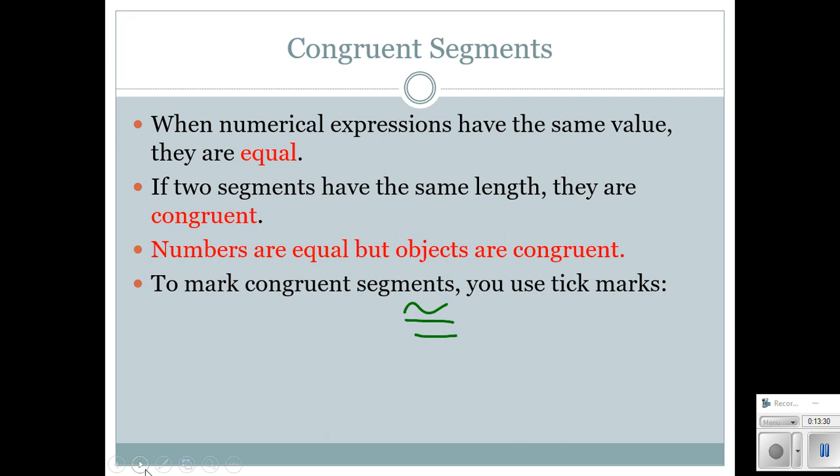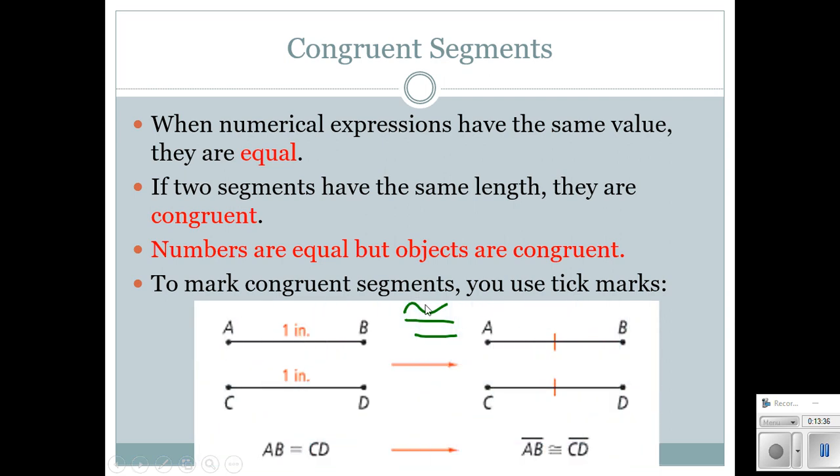To mark congruent segments, you use tick marks. These are called tick marks, right here on this line. When you see these tick marks, that means these two segments are congruent. And this is the symbol for congruent.